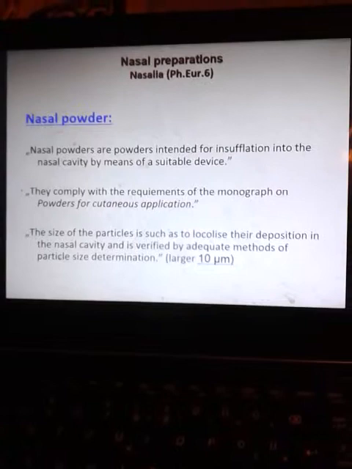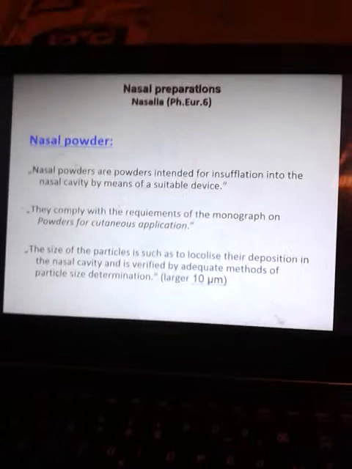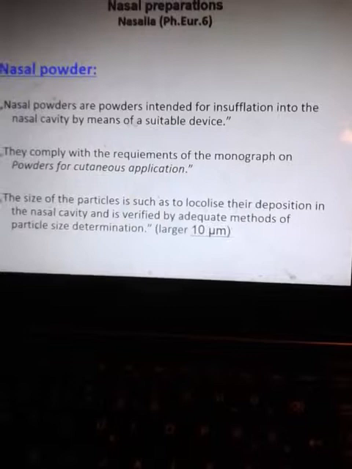Nasal powder. Nasal powders are powders intended for insufflation into the nasal cavity by means of a suitable device. They comply with the requirements of the monograph on powders for cutaneous application.